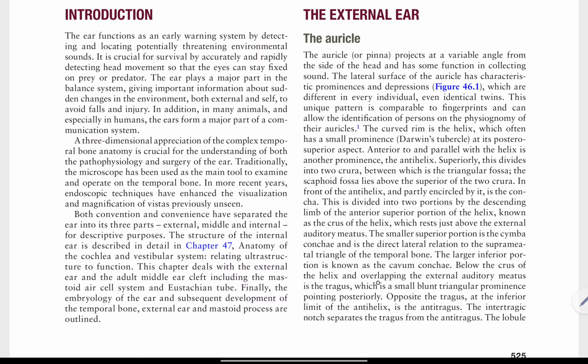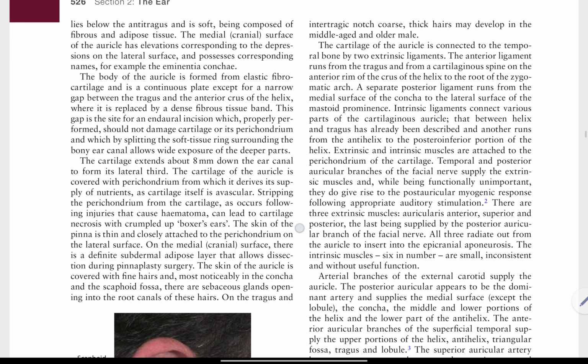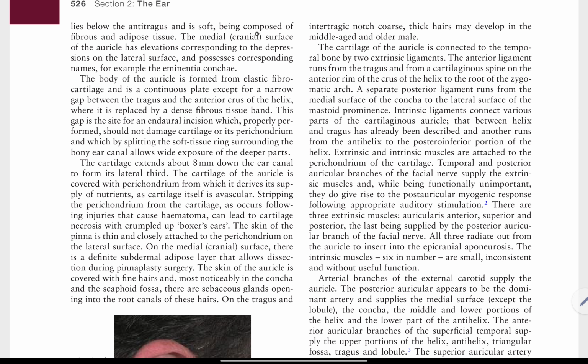Below the crus of the helix and overlapping the external auditory meatus is the tragus, which is a small blunt triangular prominence pointing posteriorly. Opposite the tragus, at the inferior limit of the antihelix, is the antitragus. The intertragic notch separates the tragus from the antitragus. The lobule lies below the antitragus and is soft, being composed of fibrous and adipose tissue. The medial cranial surface of the auricle has elevations corresponding to depressions on the lateral surface and possesses corresponding names, for example, the eminentia conchae.